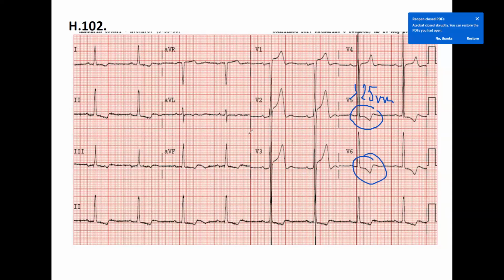These are the voltage criteria, because ECG is not the best to diagnose hypertrophy, but there are some cases when you can do it. All right. So first degree AV block and left ventricular hypertrophy. This is what we had in this case. Okay, good. Now let's see.